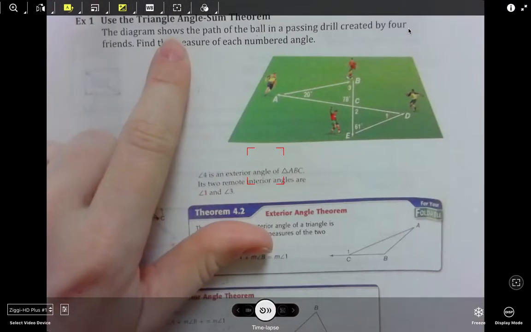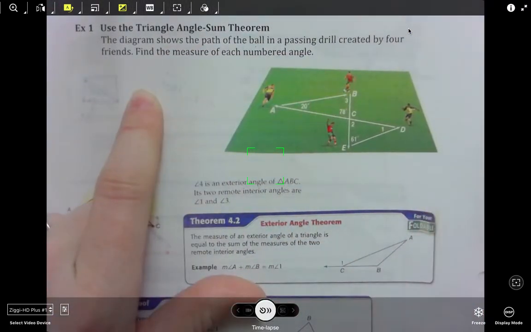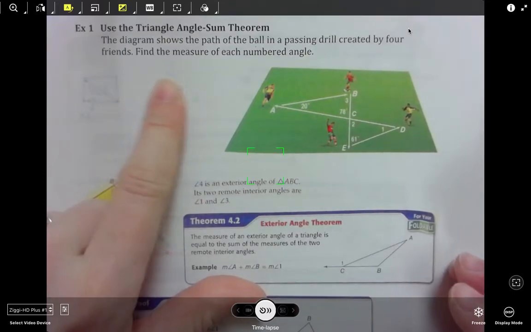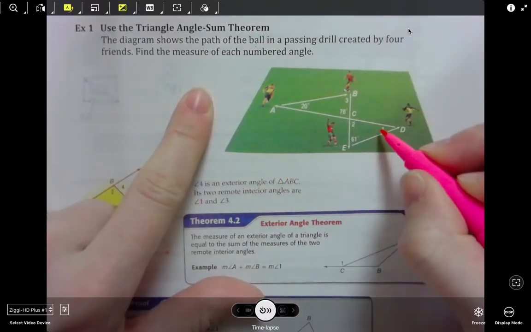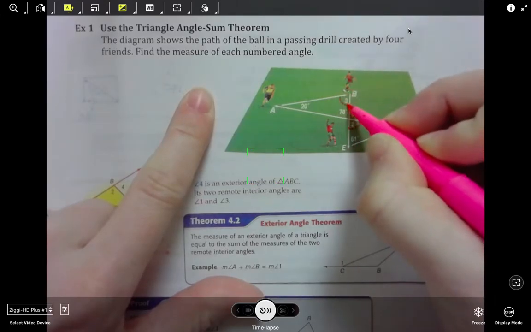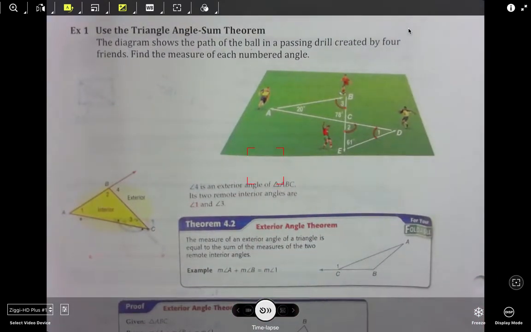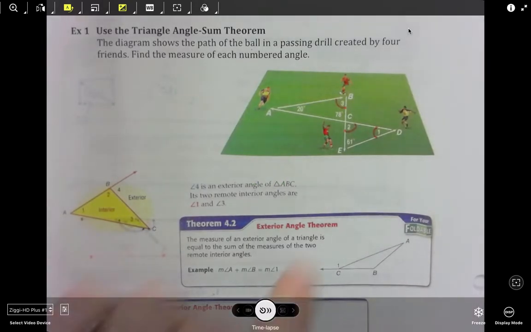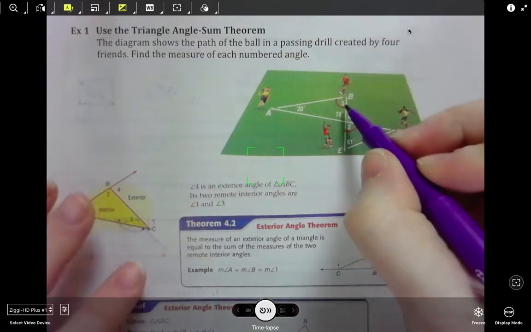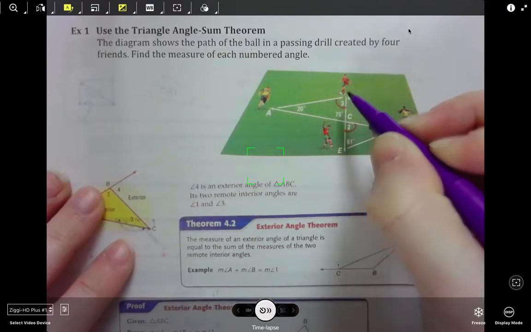Flipping over to the back side, we've got to use the triangle angle sum theorem to find the measure of the numbered angles. So we've got angle 1 here, angle 2 here, and angle 3 here. Now, do not try to solve them in that order, because you can't in this case. It doesn't matter what order you solve them in, as long as you get them solved. I'm going to start with angle 3 first, okay?